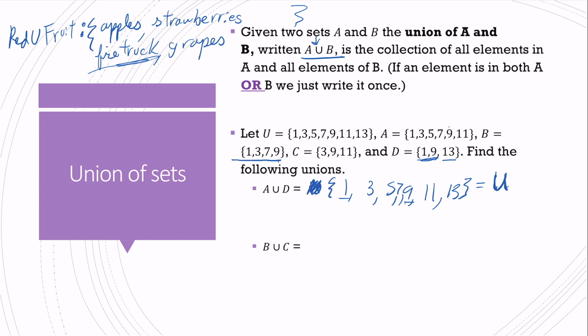Here I have B and C. If I want B union C, I need all elements in B, and then all elements in C. So C already has a 3, it has a 9, but it also has an 11. And a curly bracket to denote it's a set.